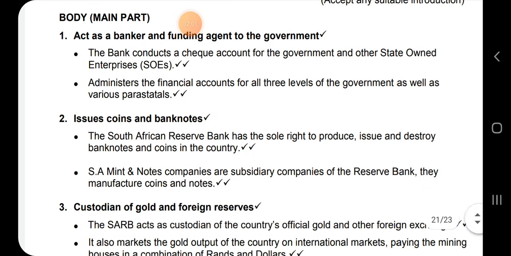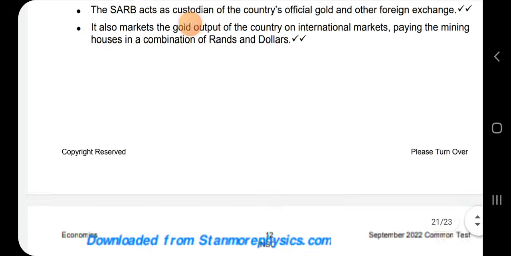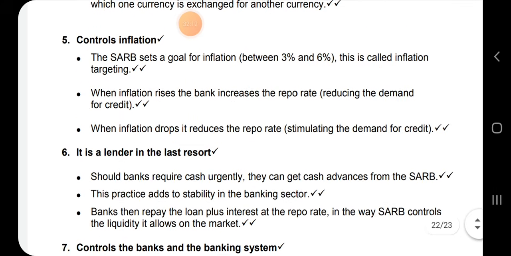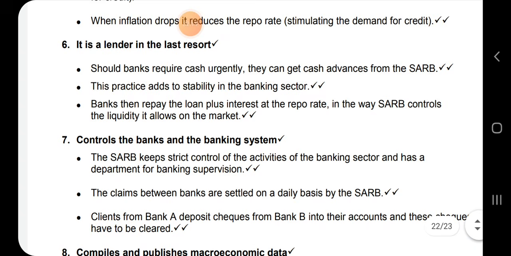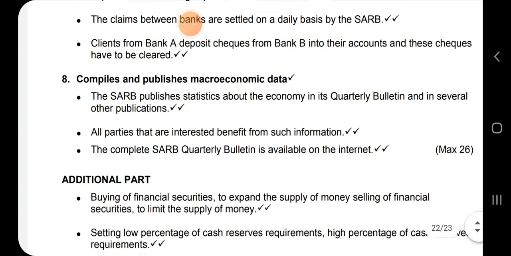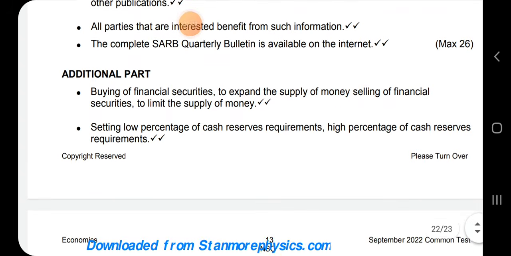The South African Reserve Bank acts as a banker and funding agent to government, issues coins and banknotes, is custodian of gold and foreign reserves, sets the monetary and exchange rate policy, controls inflation, and it is a lender of last resort, controls the banks and the banking system, compiles and publishes macroeconomic data.